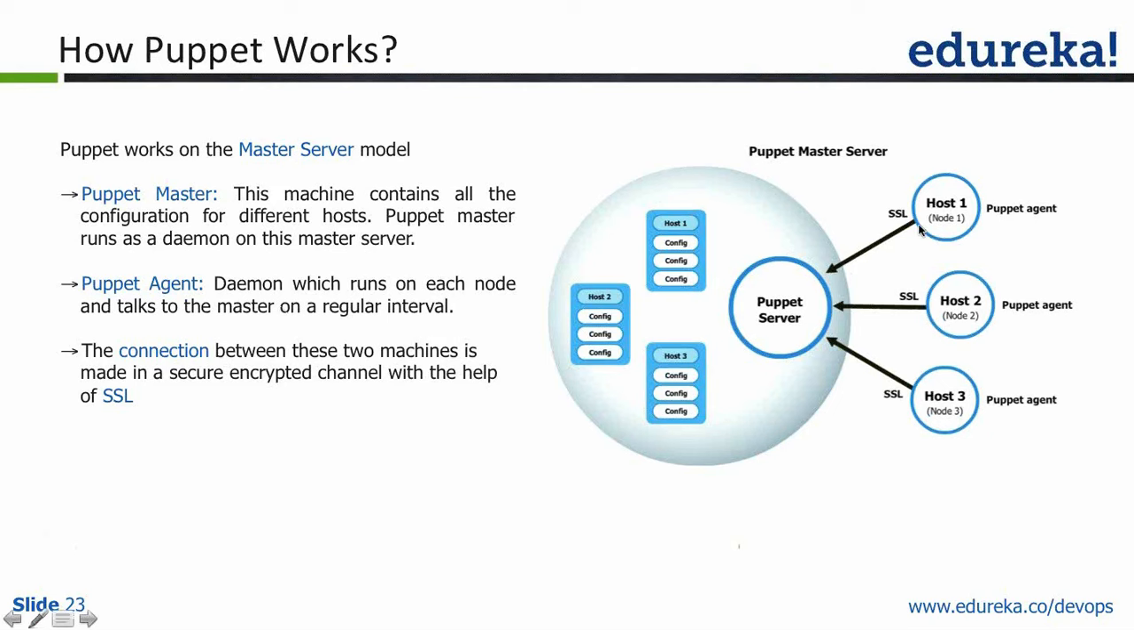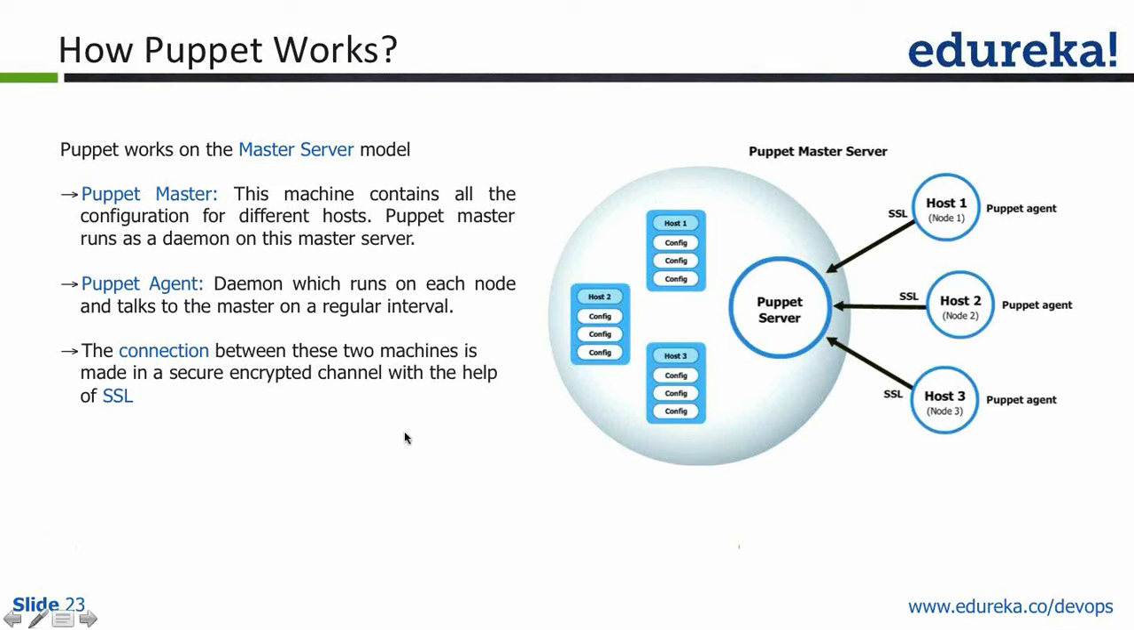Host 1 is maybe a set of 20 hosts for web servers. Host 2 is maybe another 20 or 30 servers for app servers. Host 3 could be another set of 5 hosts for DB servers. Now all of these will be connected to the Puppet master for config management, for nothing else but config management.